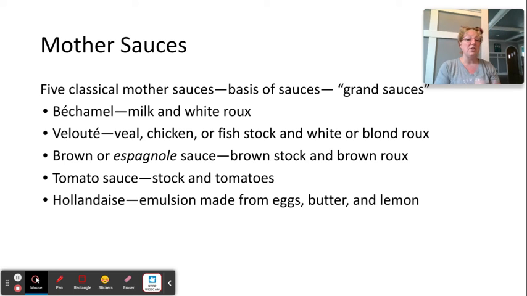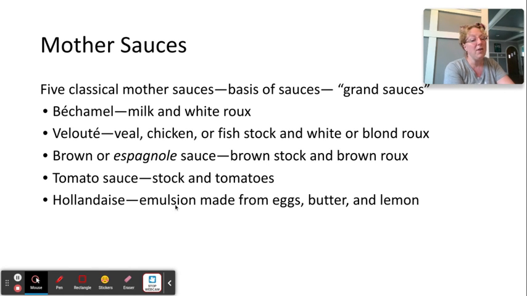So the very first one, you have a bechamel. In a bechamel, the liquid component is going to be a dairy. So this is a milk with a white roux. It is thickened with the roux and milk. Veloute is going to be a stock. We talked about stock in the beginning of this unit. And then you're going to use a white or a blonde roux, so a lightly cooked roux. When you get into a brown, this is the brown stock with the deeper caramelized flavor and then a darker brown roux. Tomato sauce is typically going to involve tomatoes and generally stock combined in there as well.